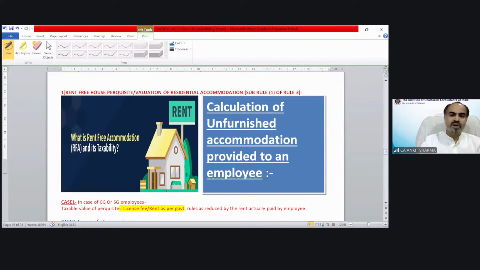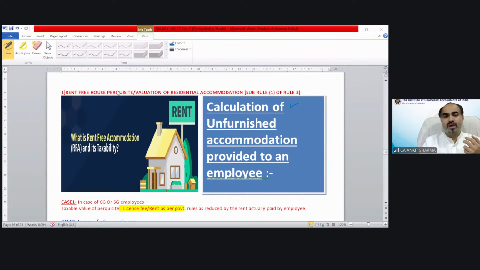Calculation of unfurnished accommodation provided to an employee. So if you are working in any organization, for the purpose of your residence, the employer can provide you either an allowance or a perquisite. What was the name of that allowance we have gone through which could be provided for the purpose of your accommodation? I guess in the first session we have gone through that allowance. Akhila is saying HRA, correct. House rent allowance. Isha also says HRA, house rent allowance.